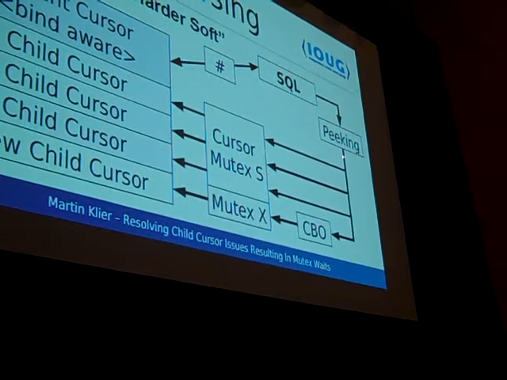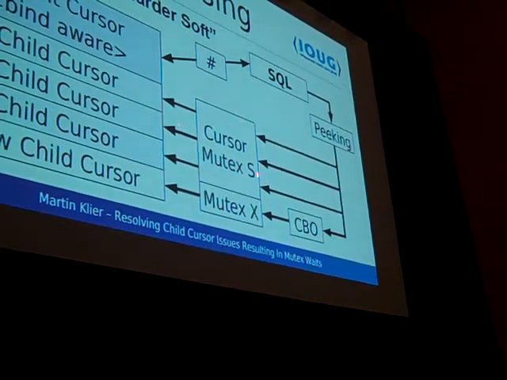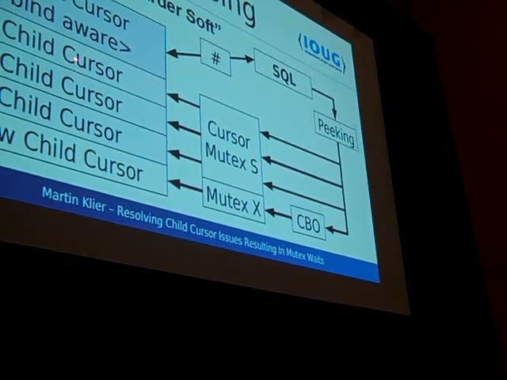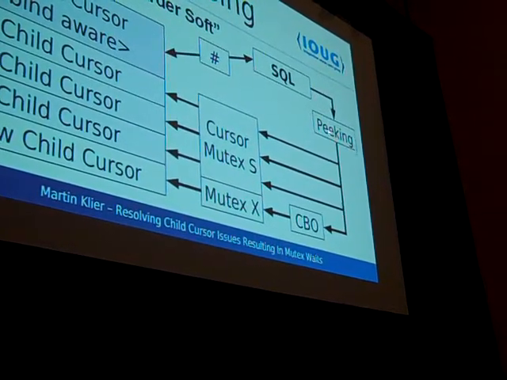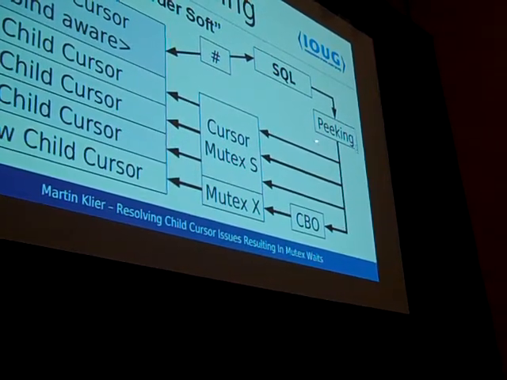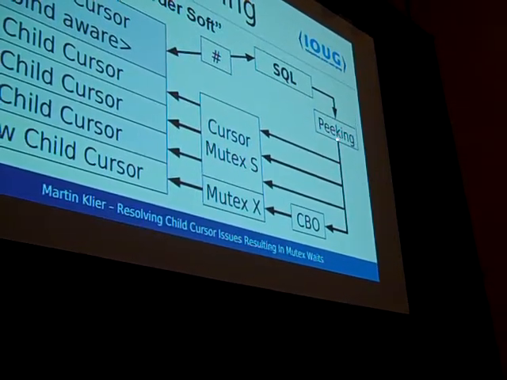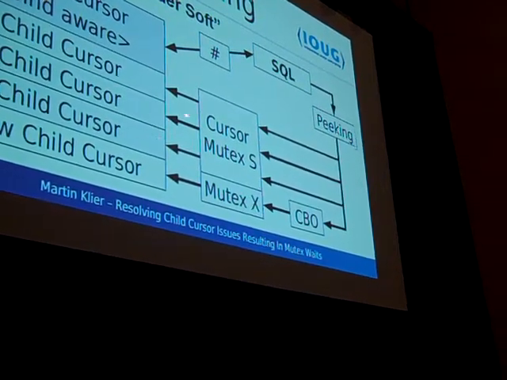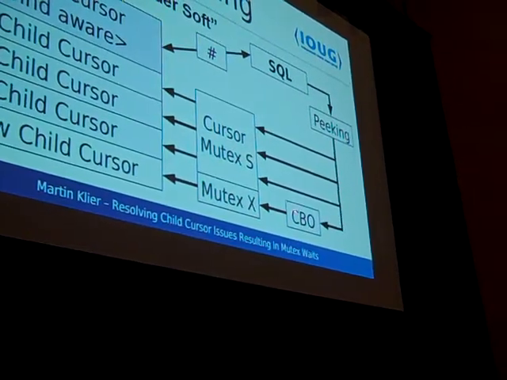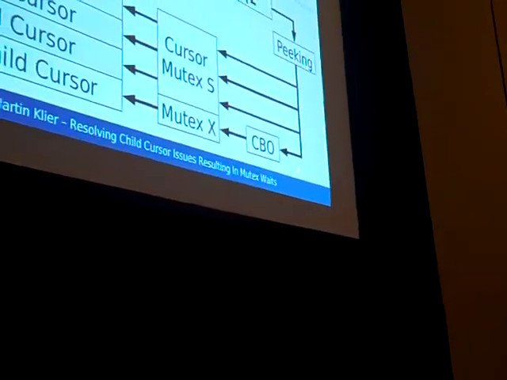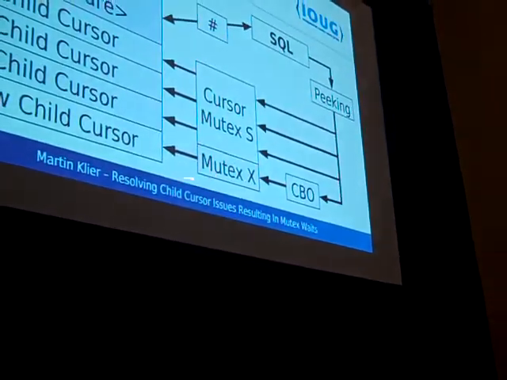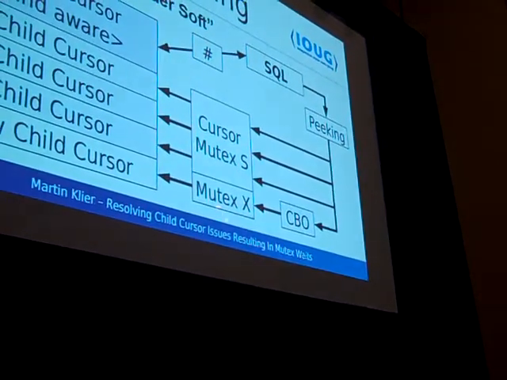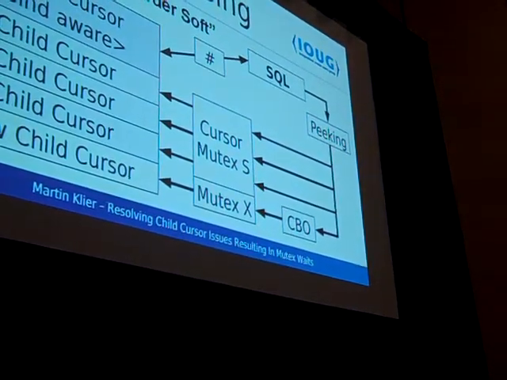And if we can reuse an existing child cursor, it's holding a shared mutex while accessing this child cursor. If we are peeking and find, okay, the selectivity is nothing we can serve with an existing child cursor, we have to optimize it again. It's a hard parse again. And if we are doing a hard parse, we have to hold an exclusive mutex for this object because it's an incompatible operation. I will detail this in the next slides.